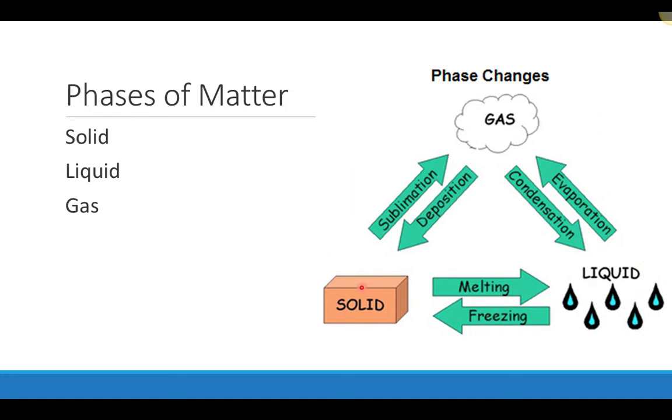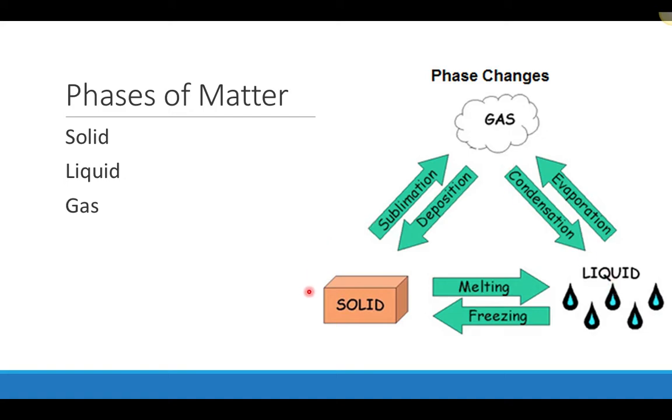And so, here's our solid. If we go from a solid to a liquid, it's considered melting. If we go from a liquid to a solid, it's freezing. If we go from a liquid to a gas, it's evaporation. And if we go from a gas to a liquid, it's condensation.